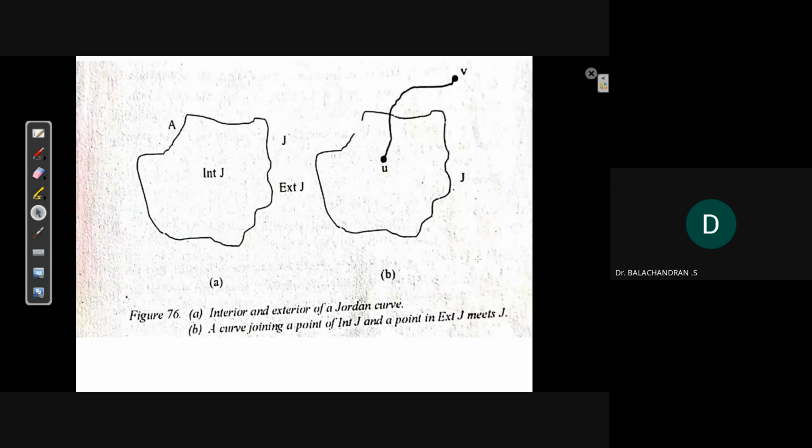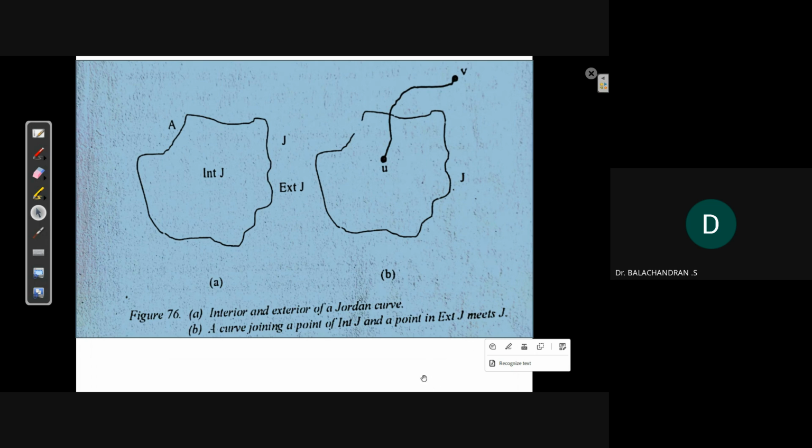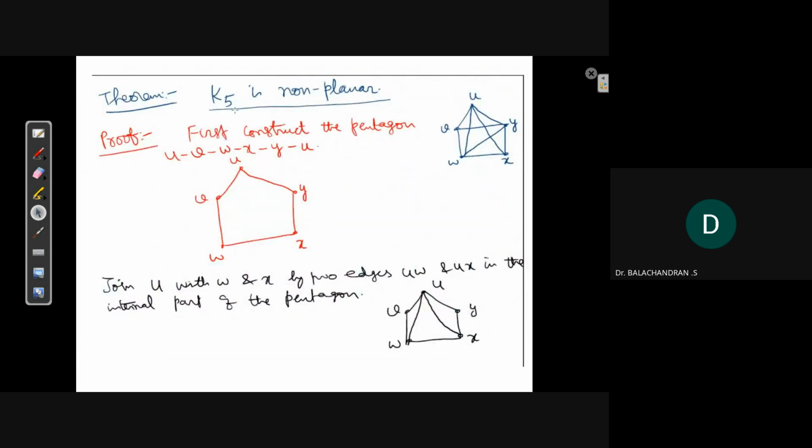These points are not that important. Okay, now I'll move to the problem or theorem. Prove that K5 is non-planar. Here I will just explain with the diagram. This is K5, the complete graph on 5 vertices.